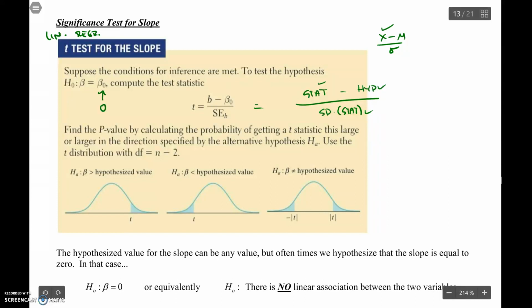To find the p-value, you use n minus 2 degrees of freedom. If it's a one-tailed test on the upper side, we find the area to the right. If it's less than, the area to the left. If it's two-sided, you find whatever tail is smaller and you double it. Okay?